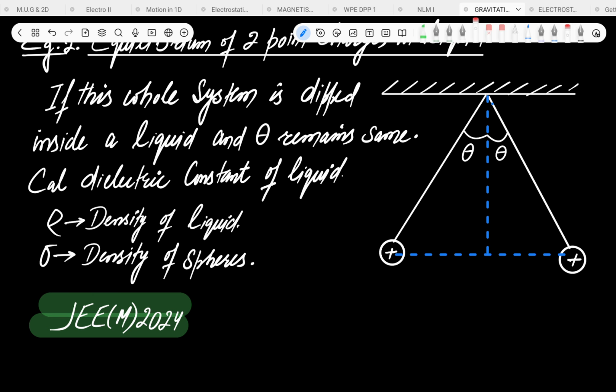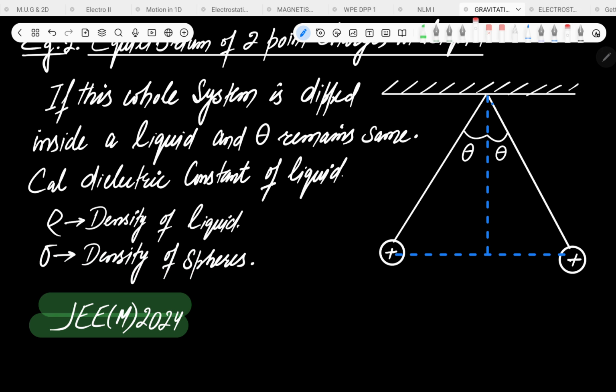Now the question is: this whole system is dipped inside a liquid, and it is given that theta remains the same. The angle which the string makes with the vertical remains unchanged. We are supposed to calculate the dielectric constant of the liquid. What is given is that the density of the liquid is rho, and the density of the spheres is sigma.